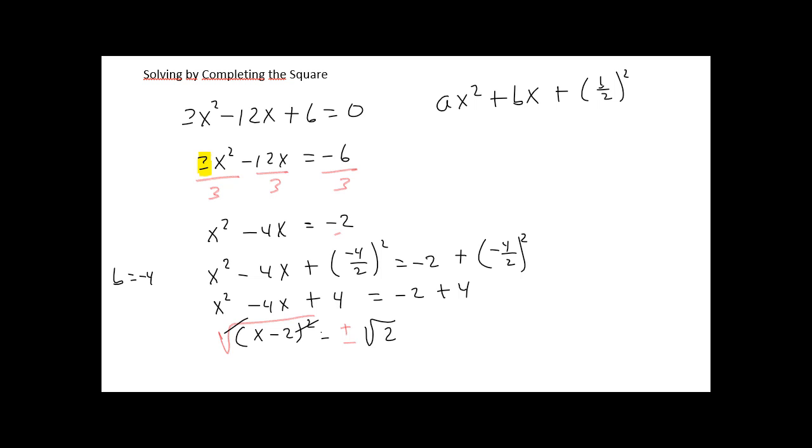Then we can cancel the second power with the square root. And what we have is x minus 2 equals plus or minus square root of 2. Finally, we can rewrite this as x equals 2 plus or minus square root of 2. And that's going to be my final answer.